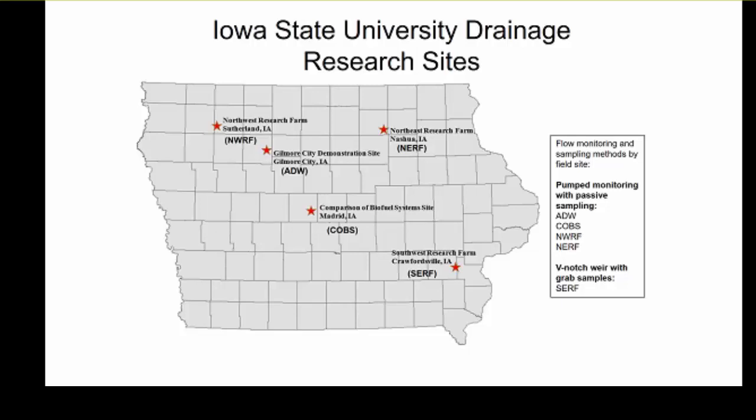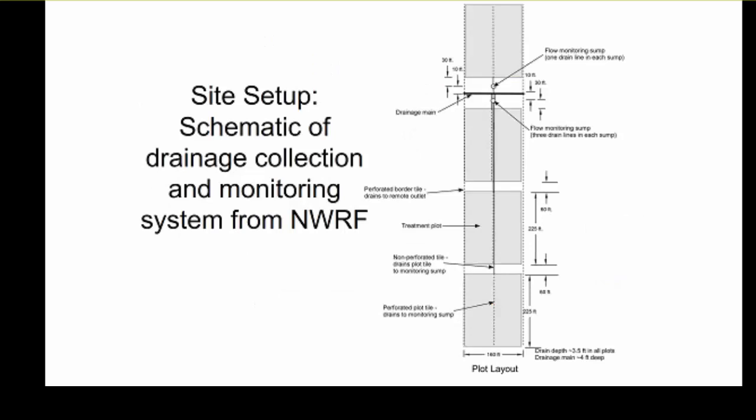So what I'll show you is similar to the system that we have at the Northwest Research Farm, ADW, Northeast Research Farm, and Cobb's. In all these cases, we're using it on what I'd say is an individual plot scale. So from 1/7 to about 1 acre in size are the size of our plots.